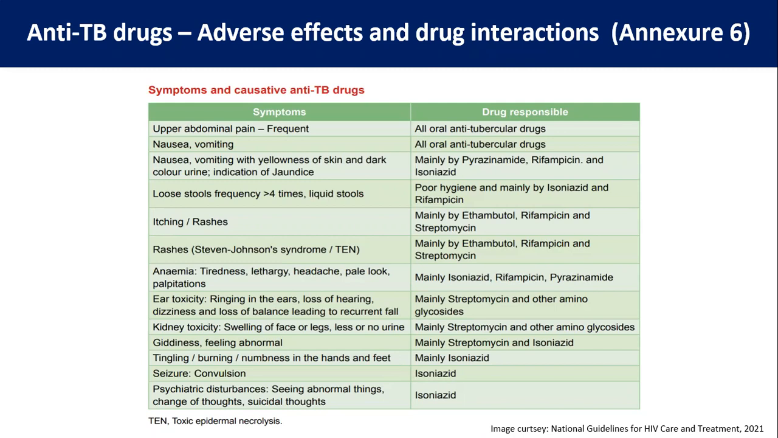Here, regarding kidney toxicity, we should not attribute all the toxicities to ATT, because in the ART arm also, we have many ARVs which have nephrotoxicity, for example, tenofovir. Then giddiness and feeling abnormal are produced mainly by streptomycin and isoniazid. Tingling, burning, numbness, that is peripheral neuropathy, is mostly produced by isoniazid. Seizure or convulsion and psychiatric disturbances are also produced by isoniazid.